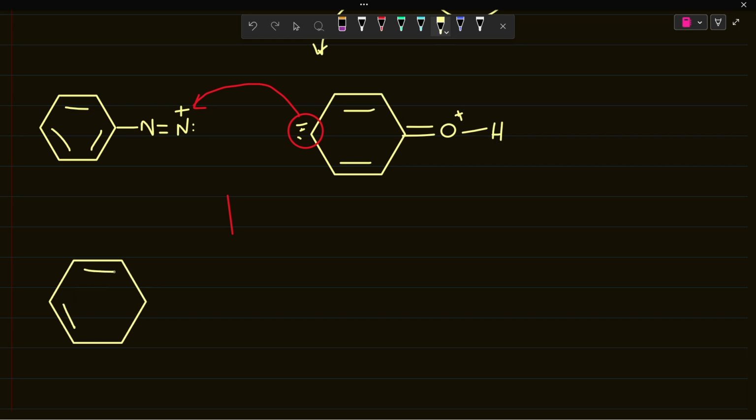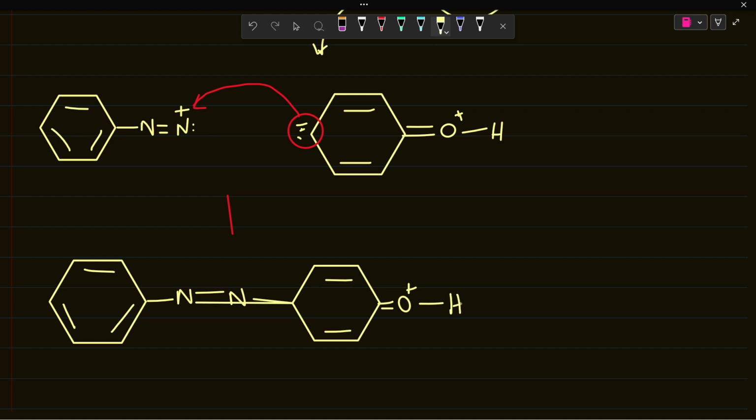This is the N double bond N. Ready. And double bonded N. Now a bond is established with this phenol ring at the para position. I hope you understand it. And OH double bonded O, positive charge on oxygen, and H is already present.